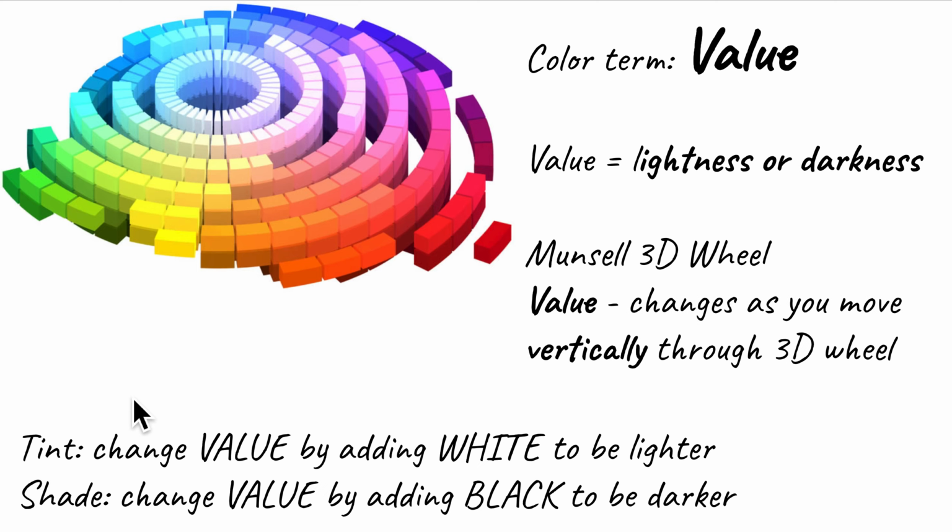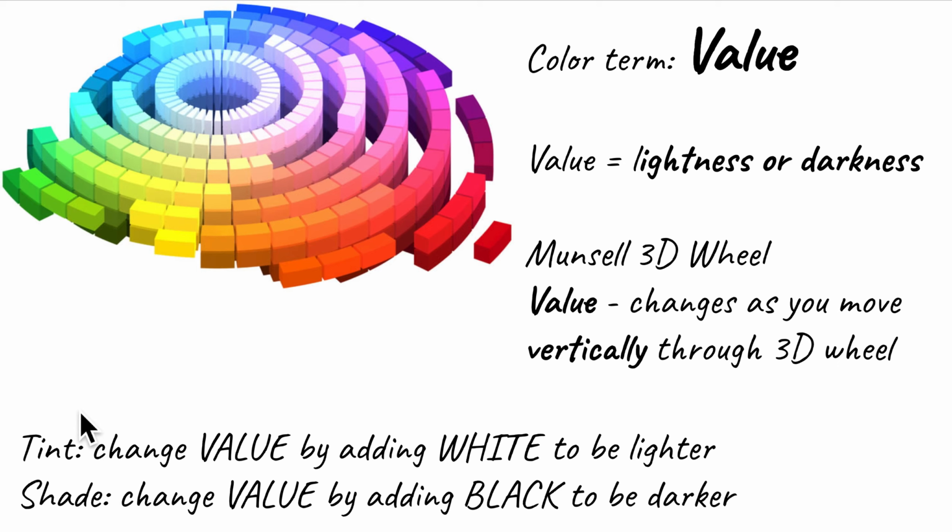Next, value. Value is how dark or light the color is. Okay? So if you look at the color wheel here, here's some reds. This one is darker than that one, and this is lighter. So as you move vertically through the 3D wheel, you're talking about the value of color.